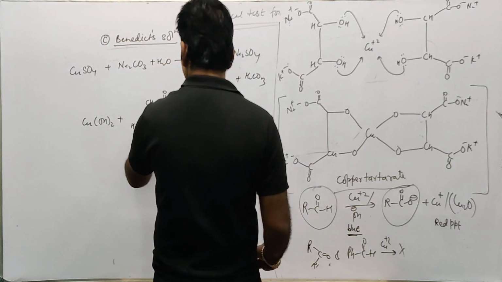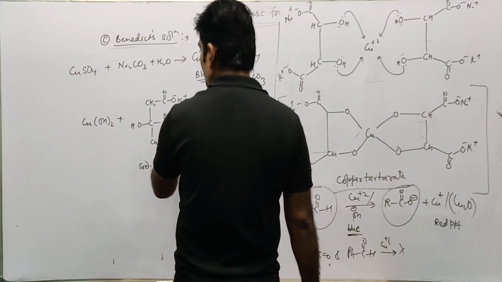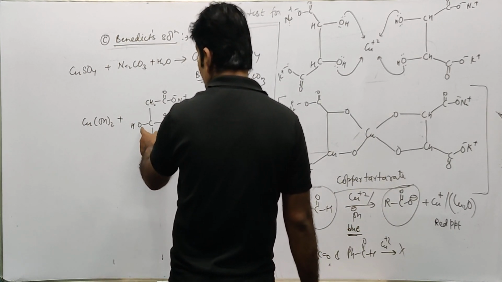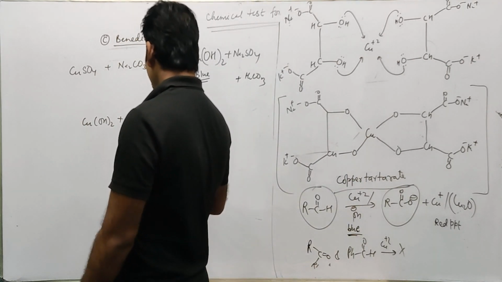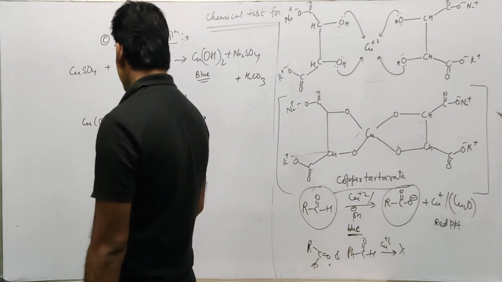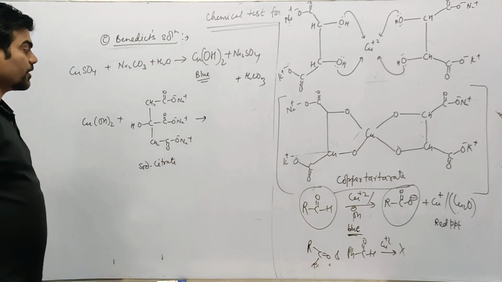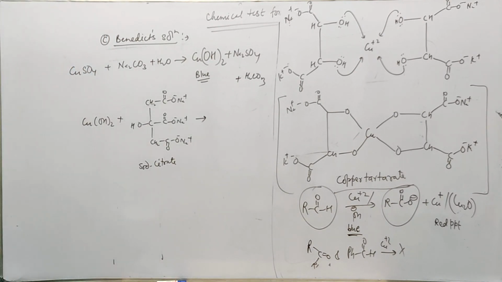Where this oxygen and this oxygen will act as ligands and will complex with this Cu2+ ion. So the complex which is formed by copper hydroxide and sodium citrate will be called Benedict's solution.